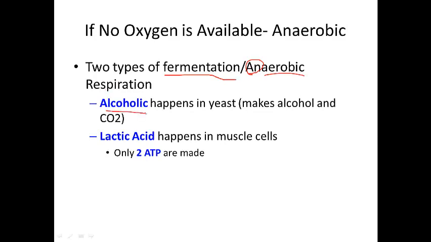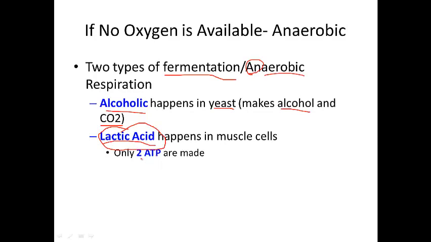The first is alcoholic. This is what happens in yeast. Yeast are responsible for making our alcohol and a little bit of carbon dioxide, which makes your alcohol bubbly. Think of beer. And the second type of fermentation is called lactic acid. This is what's happening inside of our muscle cells. This is what happens when you first start to work out. You don't have enough oxygen available, and you get that burning sensation in your muscles because lactic acid is being made.